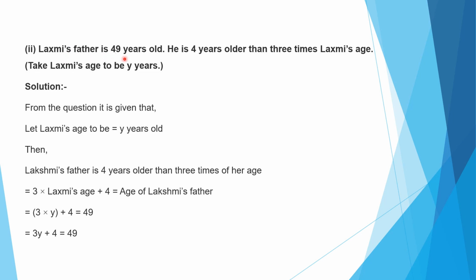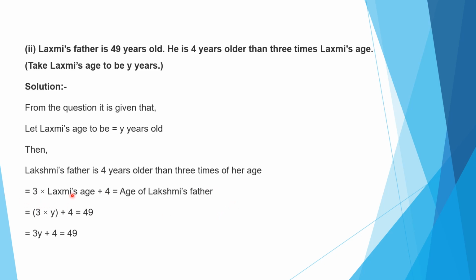Lakshmi's father is 49 years old. Okay. Lakshmi's father is 49 years old. He is 4 years older than 3 times Lakshmi's age. Clear? Now we have to form the equation. So take Lakshmi's age to be y years. Then Lakshmi's father's age is 4 years older than 3 times her age. That is 3 into Lakshmi's age plus 4 is equal to the age of Lakshmi's father.